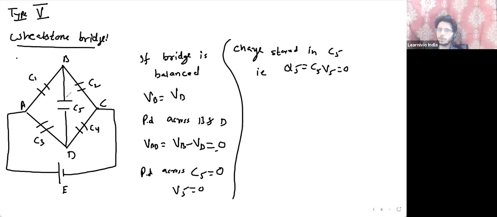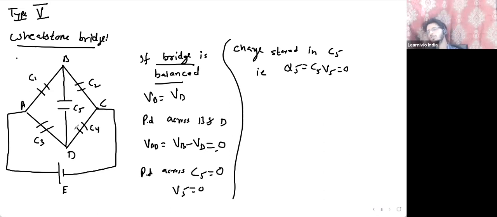So you can simply remove the C5 from the circuit. The C5 is doing nothing in this circuit. It's just making it complicated. There's no use of C5 in this circuit if the bridge is balanced. So you can remove the C5 from the circuit. Once you remove the C5, the circuit is very easy to solve. C1, C2 series, C3, C4 series combination in parallel.